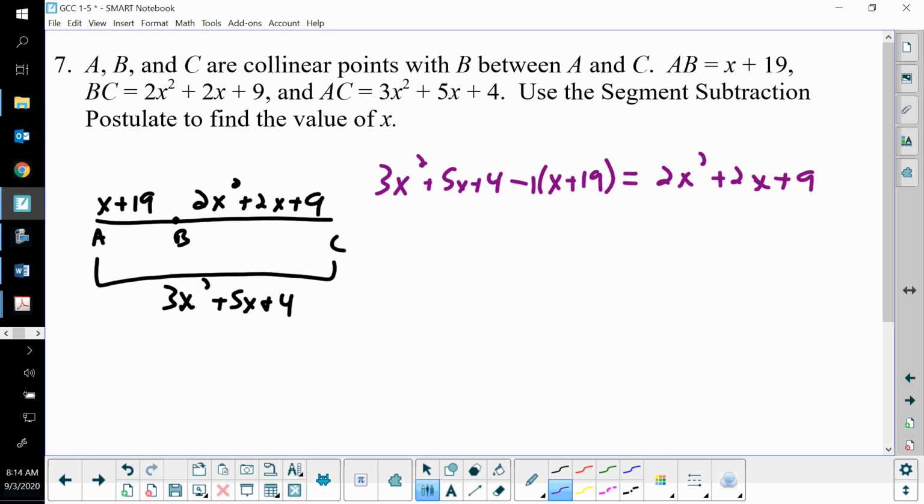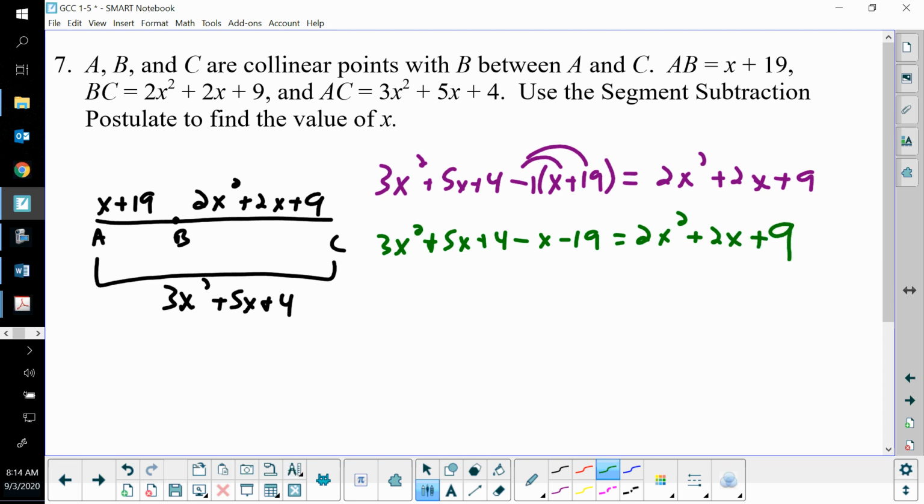This is like having a negative 1 in front. So we've got to distribute the negative 1 through. So it gives us a negative x minus 19, and we'll just rewrite everything else. No like terms for x squareds on the left, but we do have like terms for the x's. And we do have like terms for the constants.